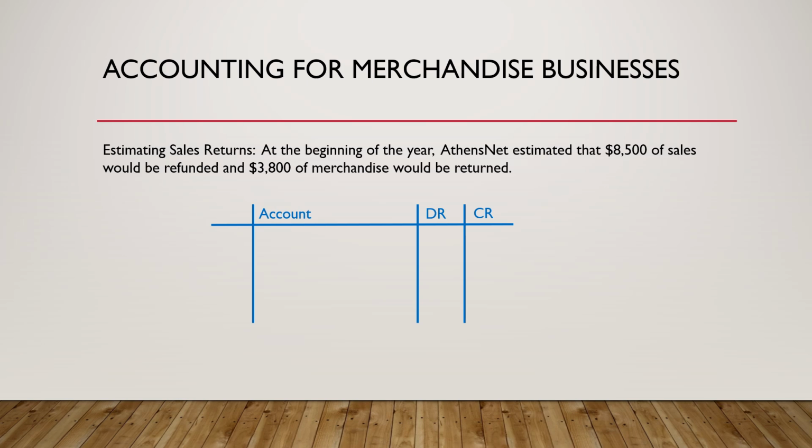Estimating sales returns. At the beginning of the year, AthensNet estimated that $8,500 of sales would be refunded and $3,800 of merchandise would be returned. Debit sales and credit customer refunds payable for $8,500. This is the amount estimated to be refunded. Remember that the debit to sales reduces the credit balance in the sales revenue account to the estimated net amount of sales made.